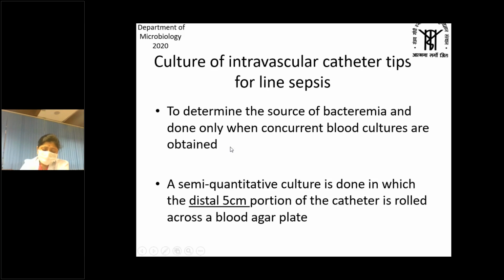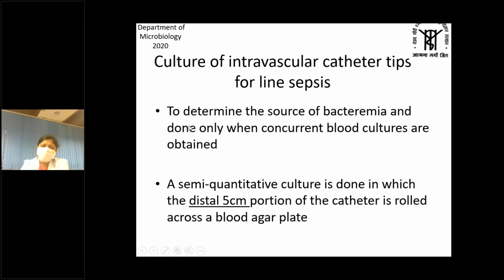Now, there is an entity which is known as CRBSI. So, what is CRBSI? CRBSI is a catheter-related bloodstream infection. Now, this older definition, which was more stringent, has now been replaced by CLABSI, which is central line associated bloodstream infection.